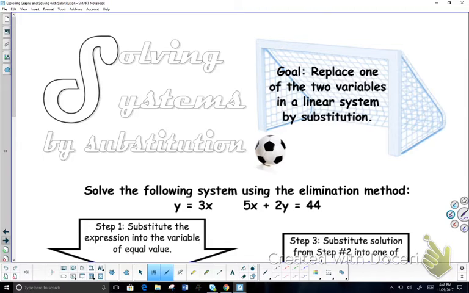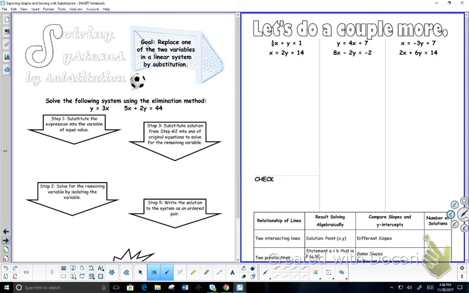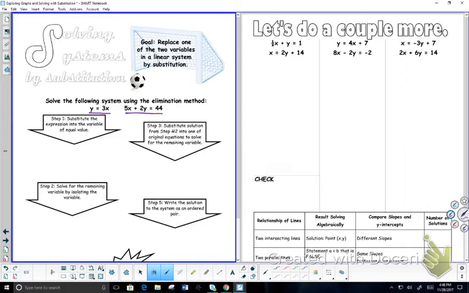Okay, so let's start solving systems. Looking at this, a system is when you have two or more equations. For our purposes, we're mainly going to deal with two equations. In this particular case, we want to actually solve using substitution.